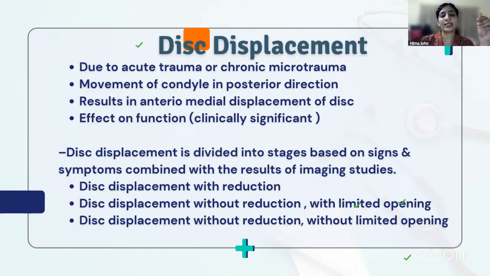So your disc displacement, if a question is given in your exam, always start off your answer by drawing your temporomandibular joint, okay? That is the bony component. You have to draw your condylar head, the articular eminence, then draw your articular disc in between, okay? So just show the normal position of the disc and just draw another diagram showing the disc in the slightly anterior position, okay?